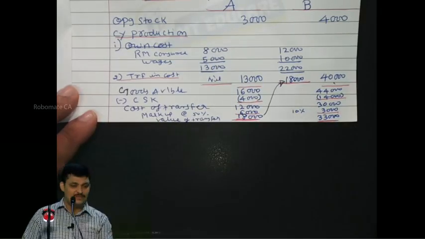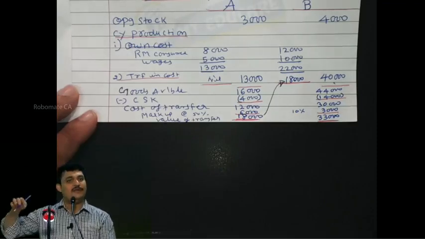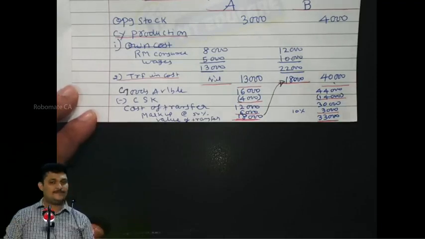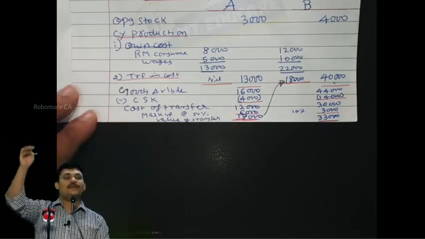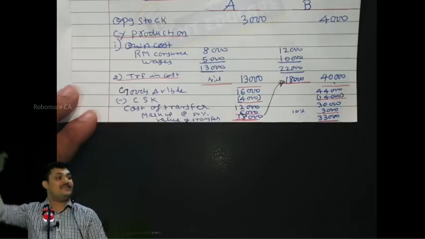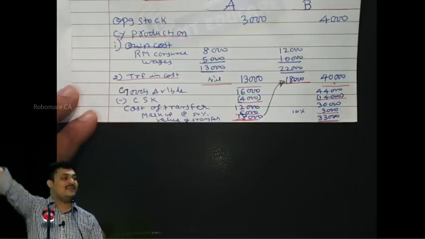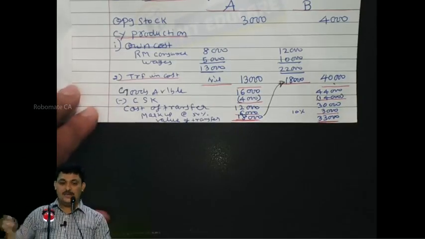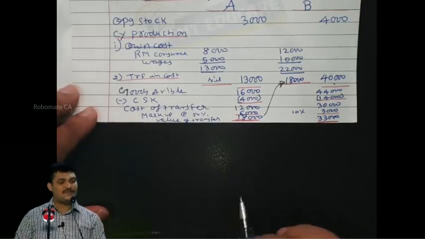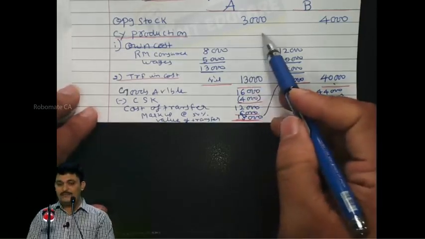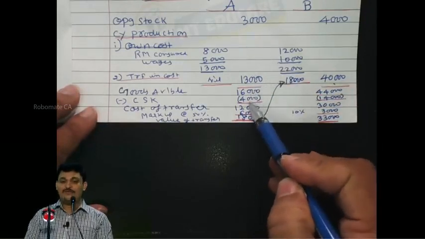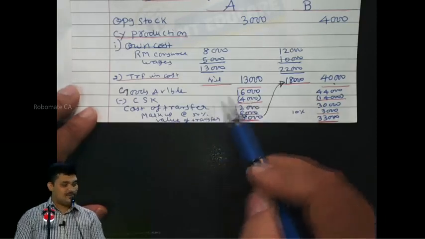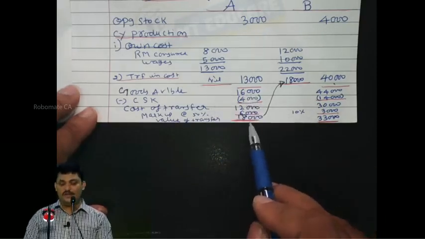Do you follow all these computations? So in each department, opening stock plus current year production is the total goods. As we discussed for the other problems, opening stock plus purchase, the total goods available, minus closing stock is sales. But A doesn't sell. What will A do? Transfer. So 3,000 plus 13,000 is the goods available. Closing stock 4,000. 12,000 is the cost of transfer. Plus markup 50%. So that way 18,000 is the value of transfer.